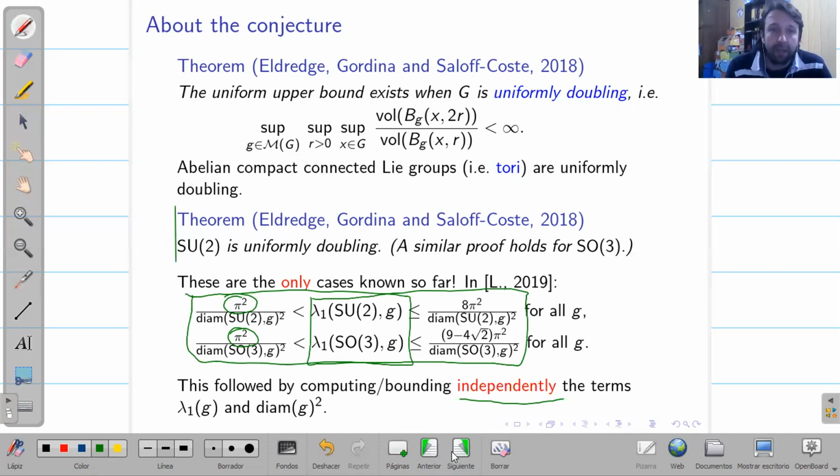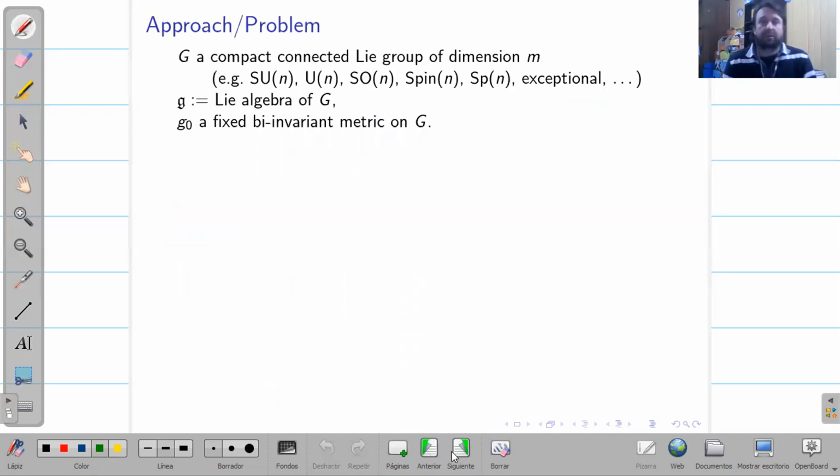And let me try to explain what the approach and the precise problem in this talk are going to be. So pick G, any compact connected group of dimension m. This is going to be the dimension from now on. Denote by Gothic G the Lie algebra, and fix a bi-invariant metric on G. Remember, a compact group with a bi-invariant metric is a symmetric space.